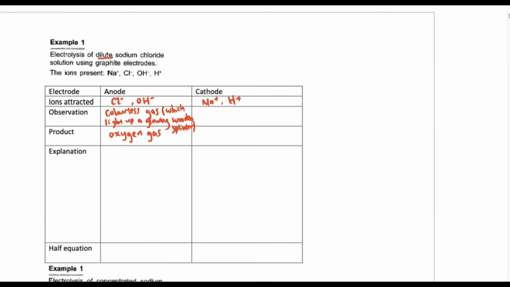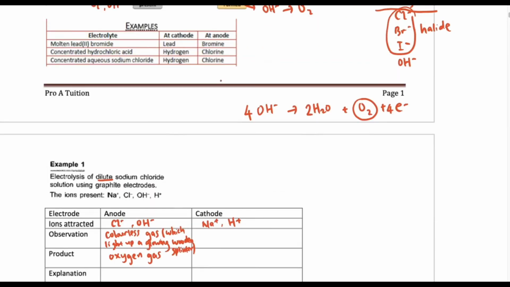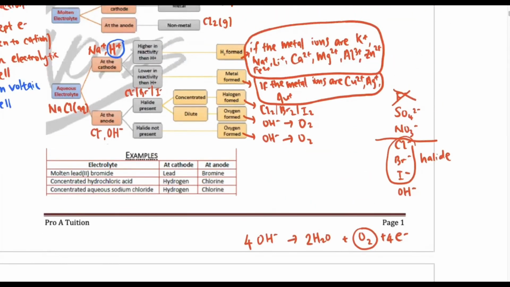For the cathode, who forms the products? Remember, if they are not copper, silver, and gold, they are not going to form products. So H+ will form products. It's kind of easy to remember. Only copper, silver, and gold can make the metals form.